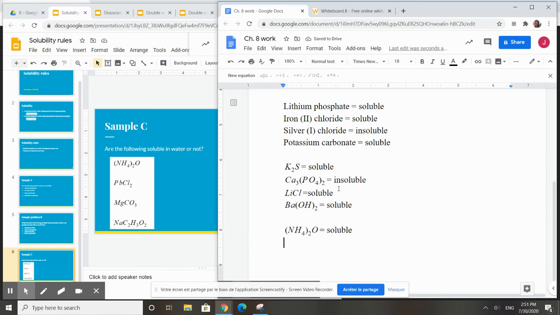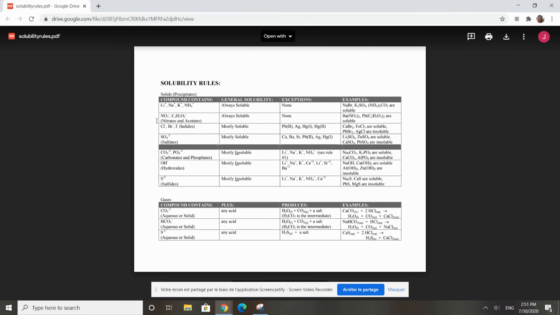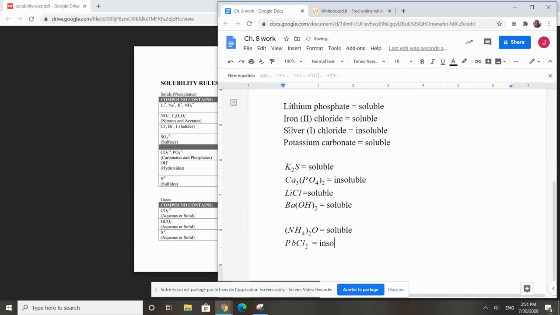Next, I have PbCl2. Right, so I'm looking at these rules. I don't see Pb, but I do see Cl. Cl is mostly soluble, but Pb is an exception, so that is going to be insoluble.